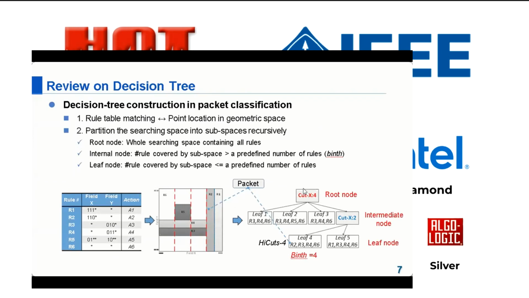The decision tree-based PC can be described from a geometric view. The root node of the tree covers the whole searching space containing all rules. Each rule is considered as a hypercube in searching space. They work by partitioning the searching space into smaller subspaces recursively until a predefined number of rules are contained by each subspace, and the number is named bins. Each incoming packet defines a point in this searching space and would be searched from the root level by level to a leaf node, in which a matching rule would be found.